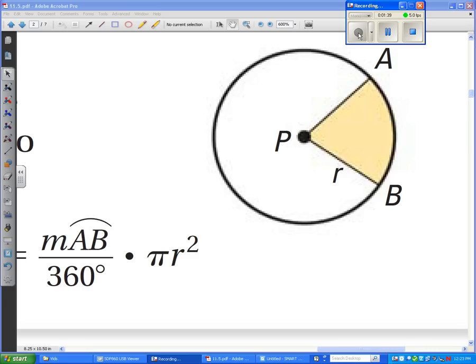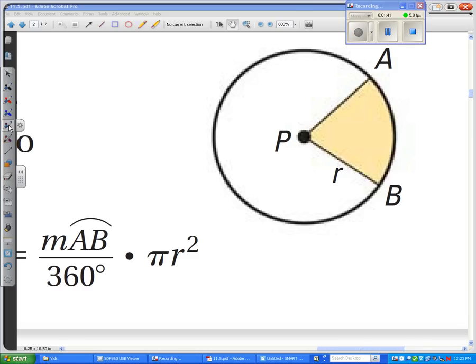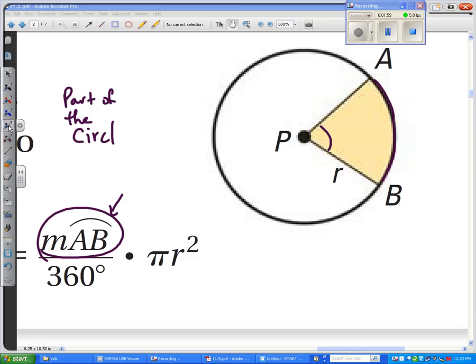Go ahead and draw what you see. I'm just going to establish a few things about this. Now this M arc AB is the measure of the angle that corresponds to arc AB, and that's this angle right here. Notice if I take that angle and divide by 360, I'm getting the part of the circle times the area of the circle. That gives me the area of the sector. A sector is a part of the graph.